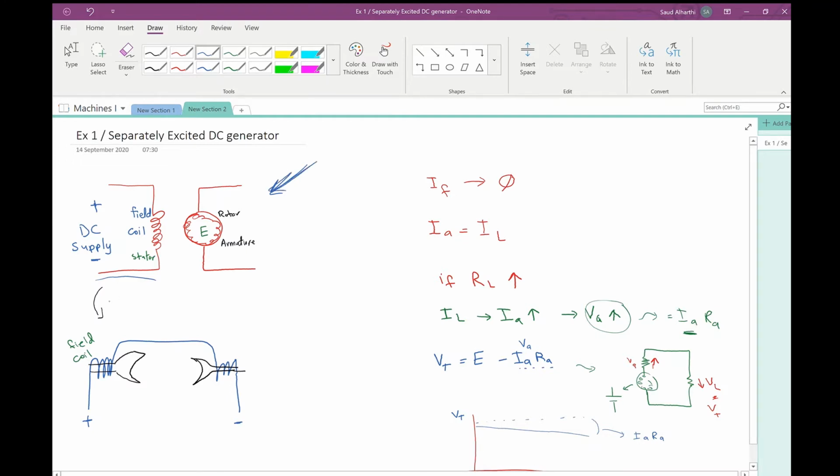This is the circuit diagram of the experiment. We have the stator part and the rotor part. As we can see here, in the stator part, we have supply going to the field coil, or the stator, and we have the rotor rotating and generating voltage. We call the generated voltage E, and the voltage at the terminal VT.